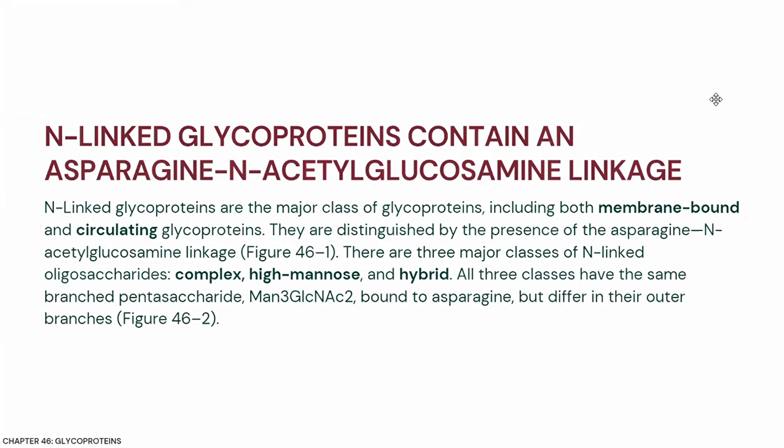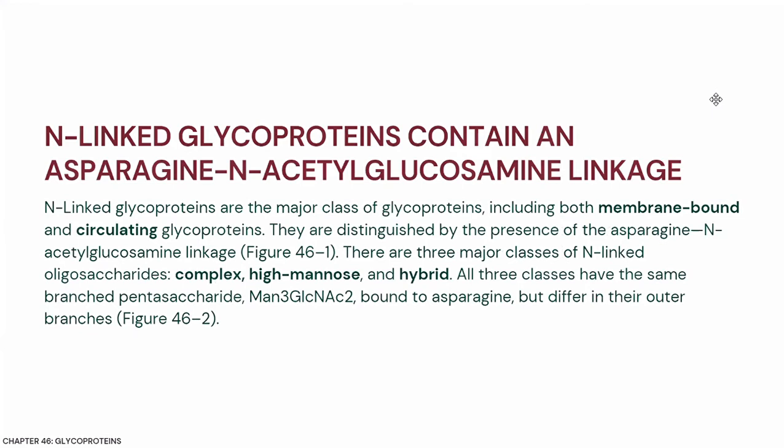The N-linked glycoproteins contain an asparagine and N-acetylglucosamine linkage. The nitrogen-linked glycoproteins are the major class of glycoproteins, including both membrane-bound, so that is attached to the membranes of the cell, and the circulating glycoproteins. So they are distinguished by the presence of asparagine and N-acetylglucosamine linkage, shown in figure 46-1.